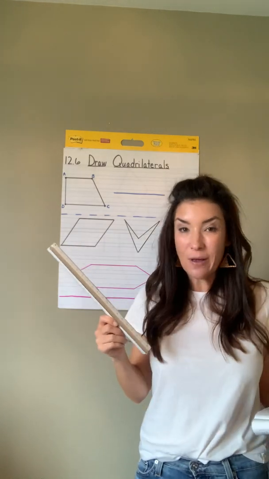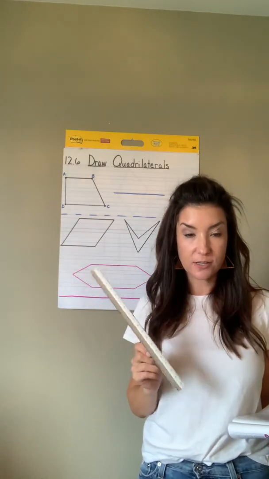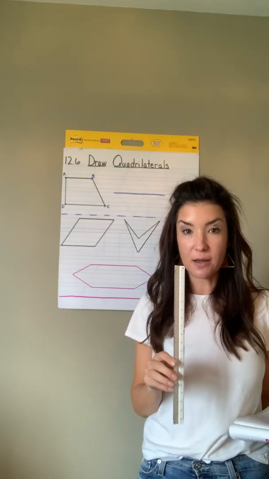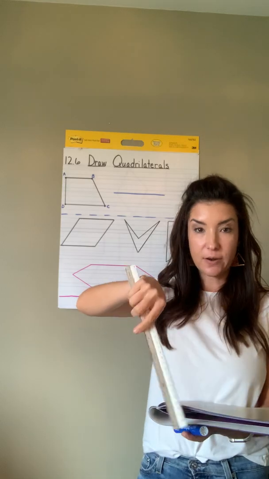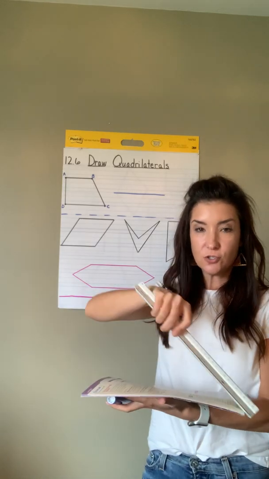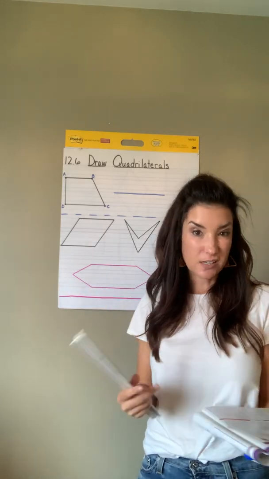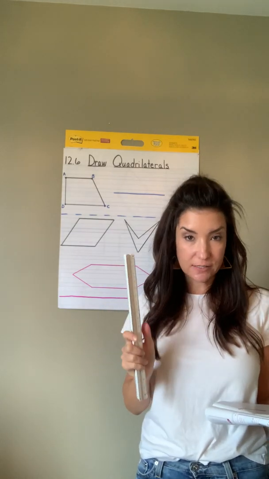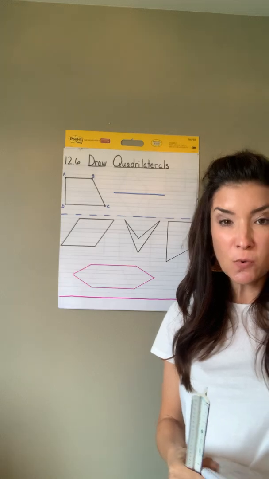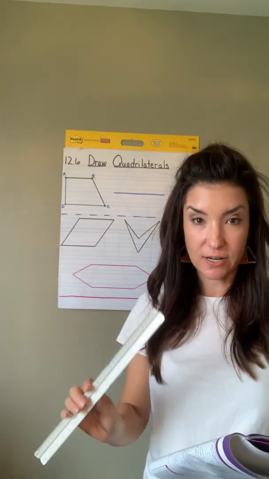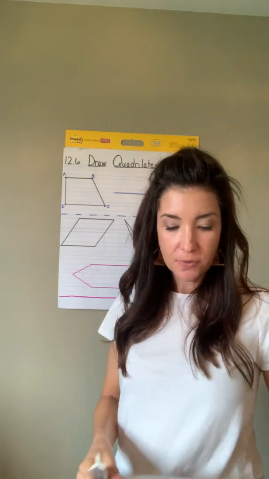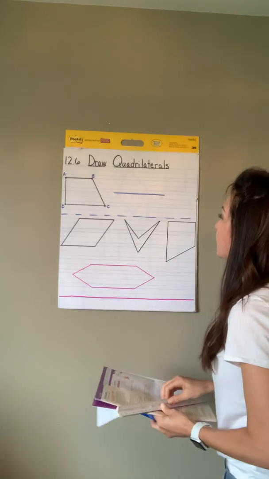So you might say, I don't have a ruler. Well, you could use a straight edge. So find something that you could use that has a straight edge. It might be a side of a book, the side of a notebook, side of anything that is straight, okay? Because you want your lines, your line segments, to be as straight as you can.